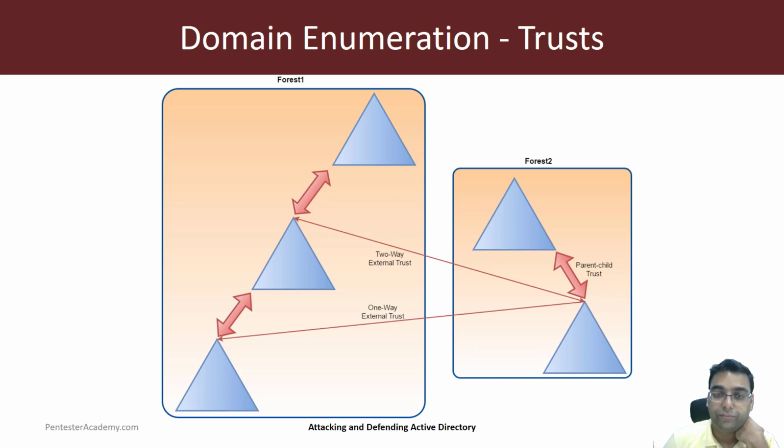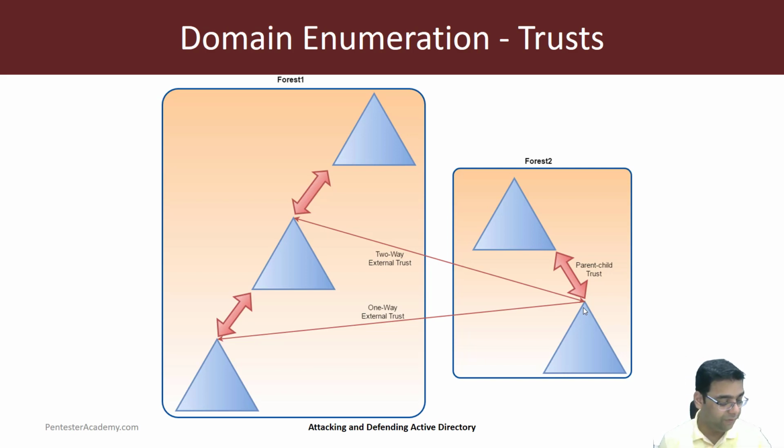For example, here in forest 1 and forest 2, we have multiple different domains. There is a two-way external trust from this domain to the domain of forest 2 and a one-way external trust to the same domain in forest 2. As we discussed, it could be one way or two way, and it is always called external trust.